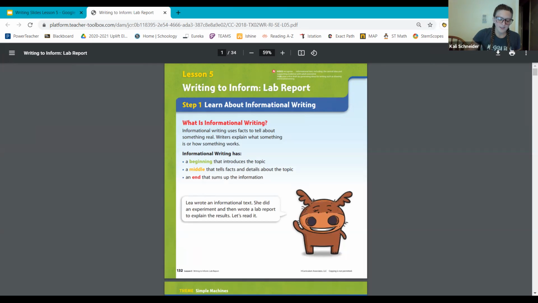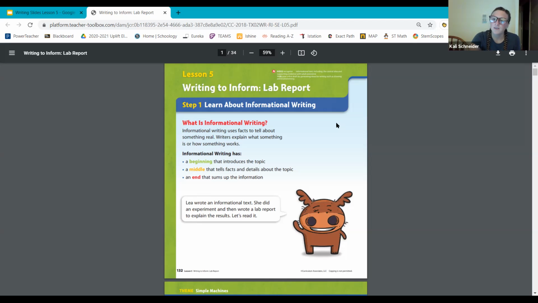So I'm going to go ahead and get started with, well, what is informational writing? Looking at that red, bold heading right here. So informational writing uses facts to tell about something real. Writers explain what something is or how something works.